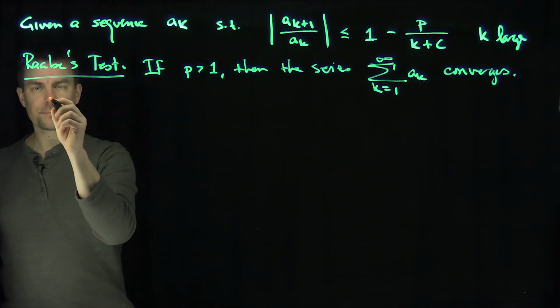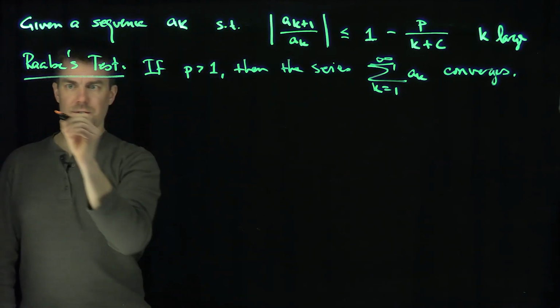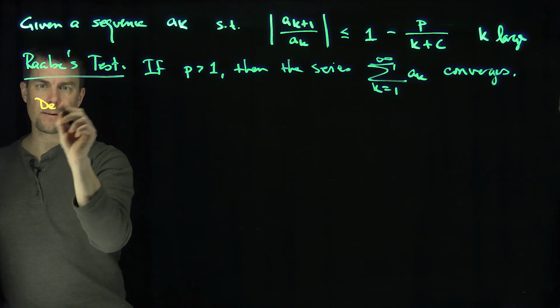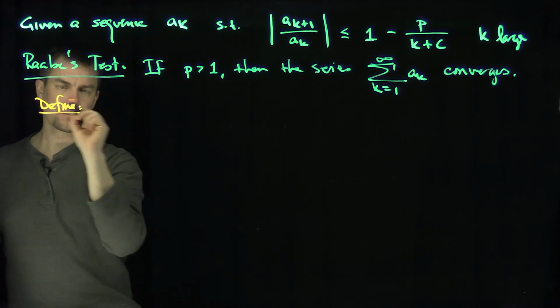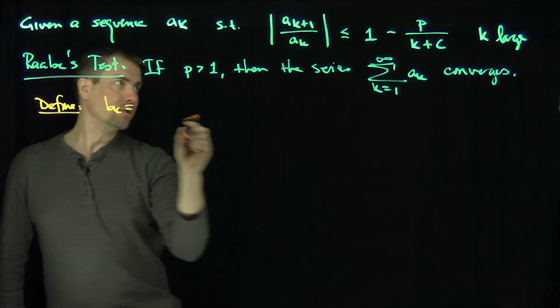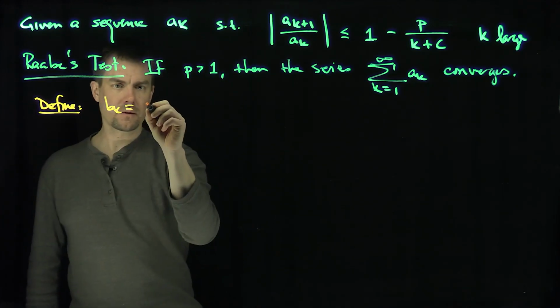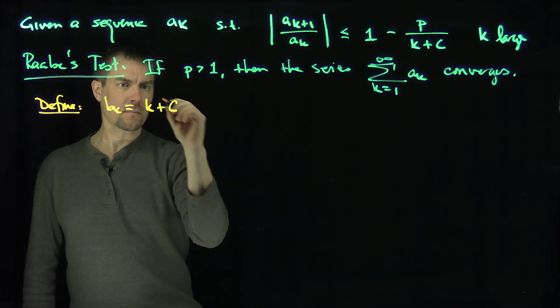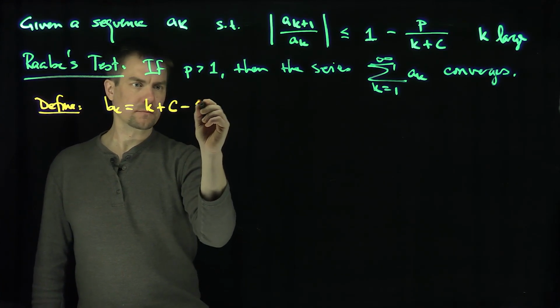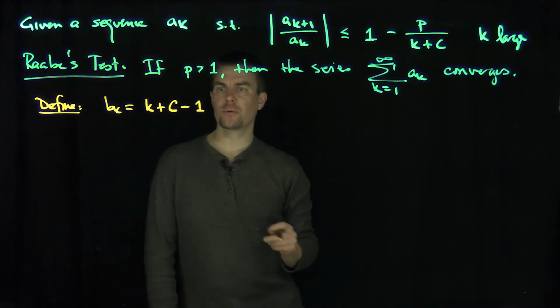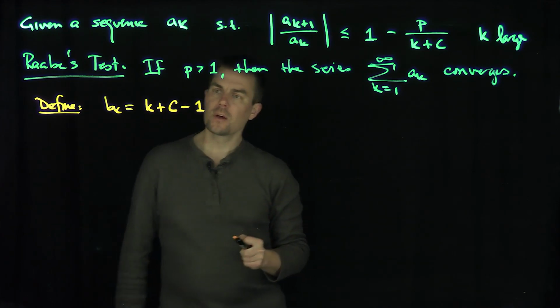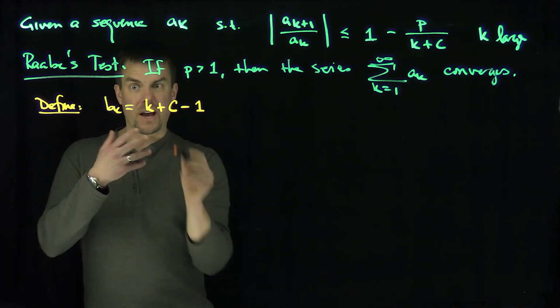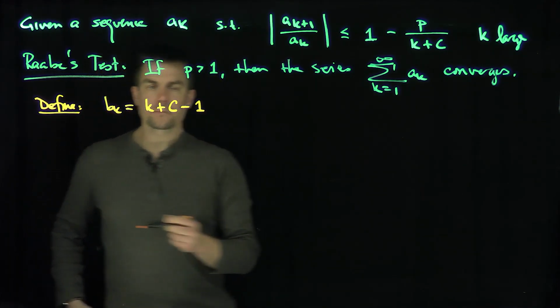So what we're going to do is the following. We have this estimate, so define a new sequence. Define b_k to be k plus C minus 1. Okay, so I'm going to construct the sequence b_k. In other words, b_k is growing at a rate of k basically.